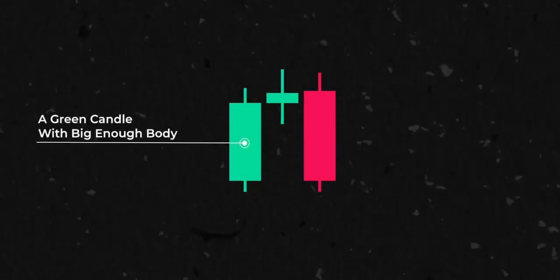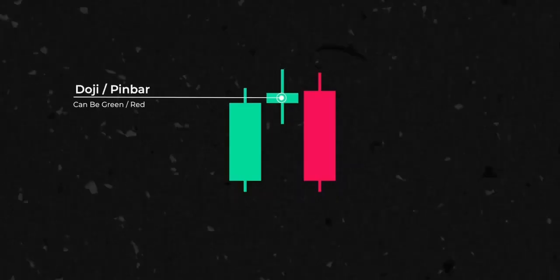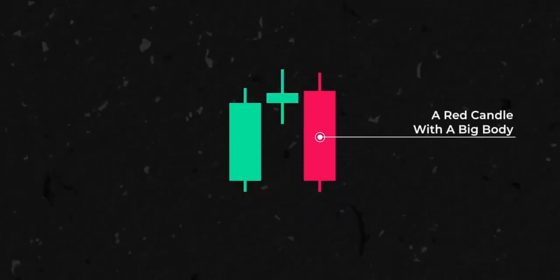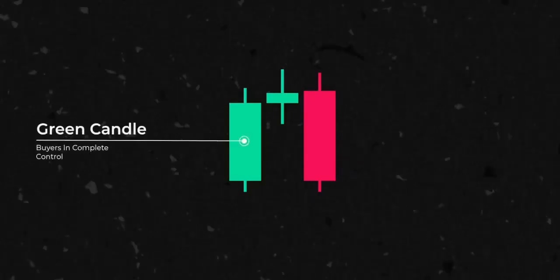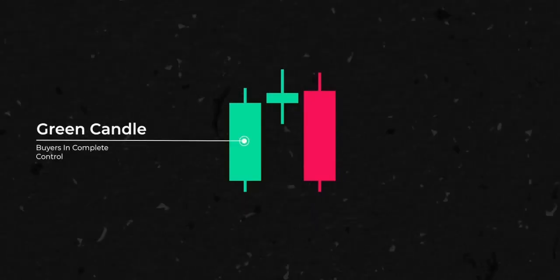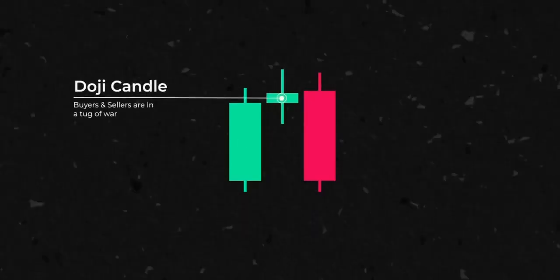Here, we have a three-candle pattern where the first candle is a green candle with a considerably big body. Then, we have a small doji candle with a very small body. And finally, we have a red candle with a big body. The psychology behind this pattern shows us that initially, the buyers were in control as they created this green candle. Then, soon enough, the sellers entered and started to challenge the buyers.